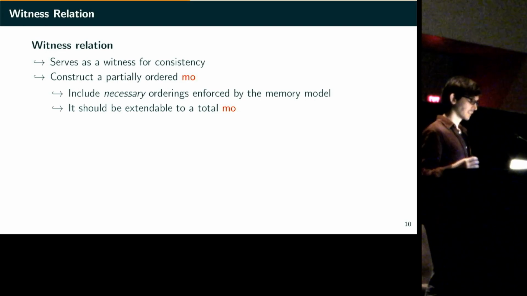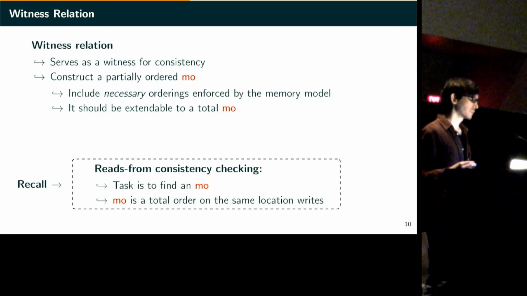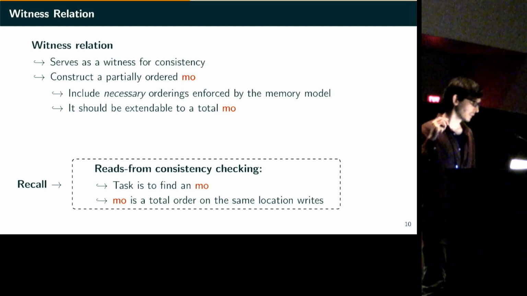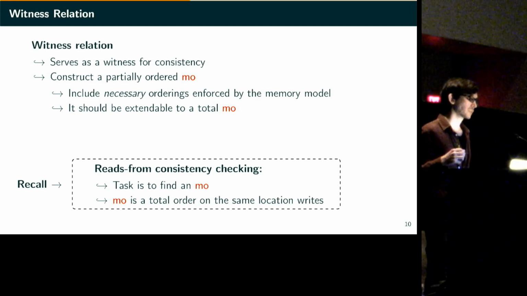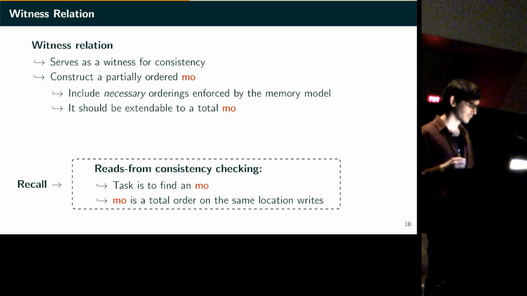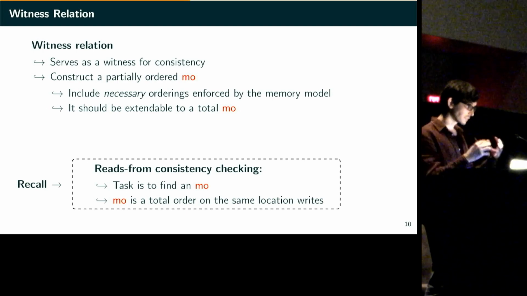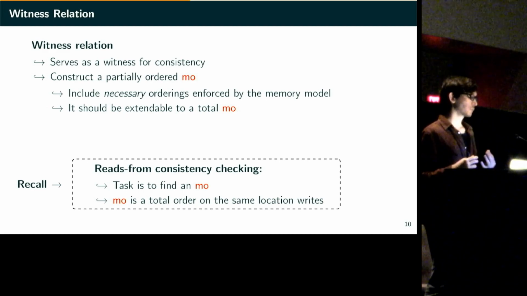So a witness relation essentially serves as a witness for consistency. Recall that the task in reads from consistency checking was to find an MO relation that makes the given partial execution consistent, where MO is a total order on the same location writes. However, in a witness relation, one aims to construct a partially ordered MO, which only contains the necessary orderings that are implied by the given memory model. And once we have this partially ordered MO, a witness relation should satisfy that it can always be extended to a total MO that is consistent under the given memory model.